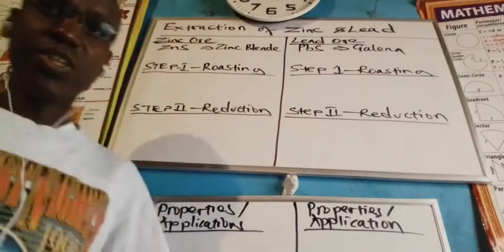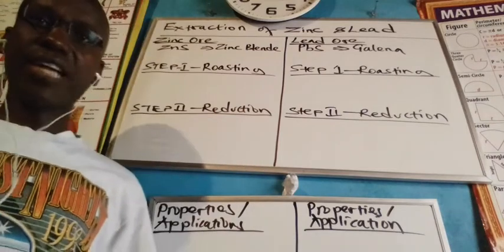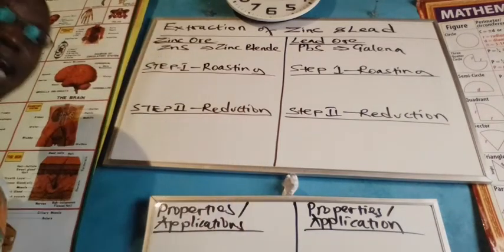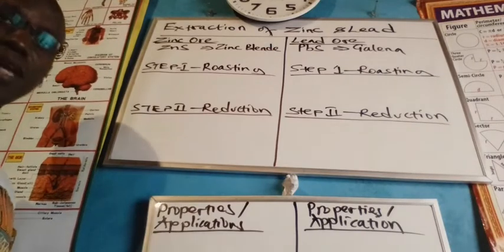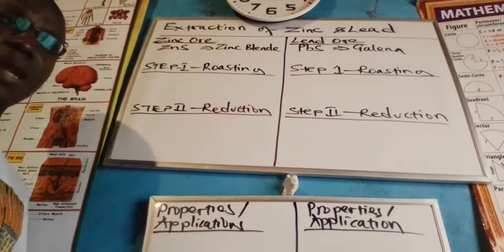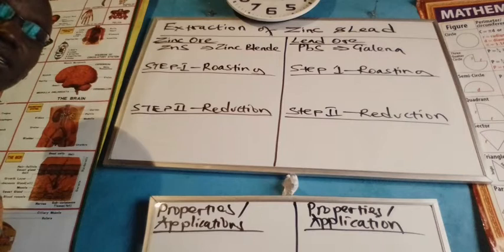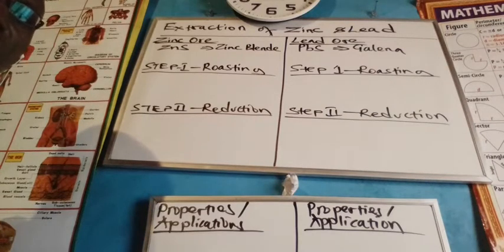Hello, in this session we look at the extraction of zinc and lead by the reduction method. Zinc and lead are less reactive metals. For this reason, they are suitably extractable by the reduction method in which a blast furnace is involved. The main procedure is roasting, which is synonymous with oxidation of the ore.